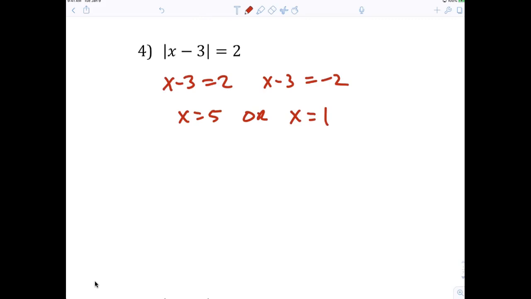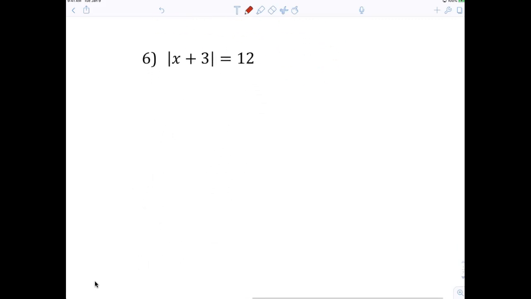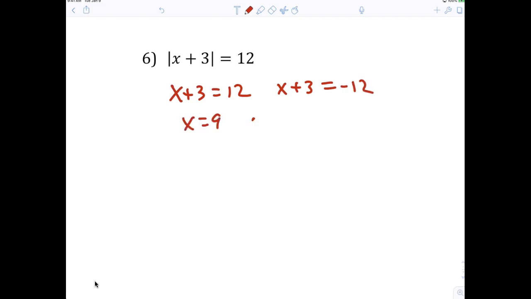All right, now I'm on number 6. Go. Loud and proud, I can't hear. X plus 3 equals 12, or x plus 3 equals negative 2. Beautiful work. Good job.